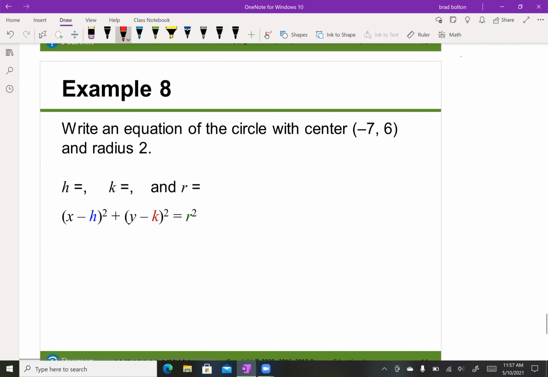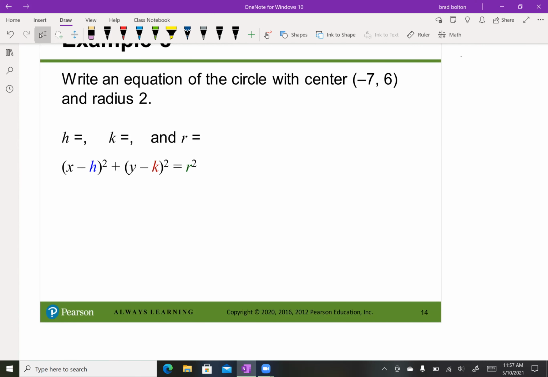Okay, so now let's go the other way. It says write an equation of a circle with a center of -7, 6 and a radius of 2. Okay, so that means that we have to identify h, k, and r. So now we see that h is -7, right? This is my h comma k. So h is -7, and my k is 6, and my r is 2, because the radius is 2.